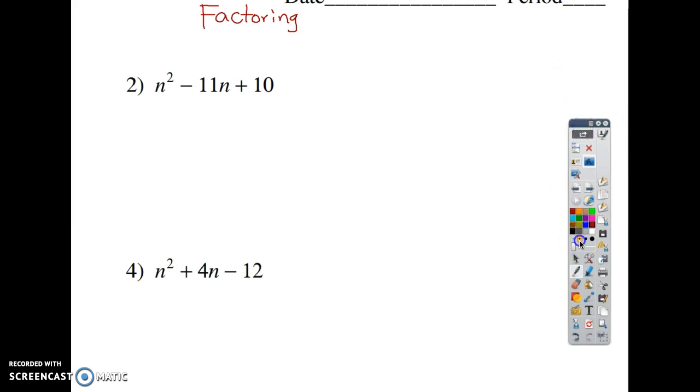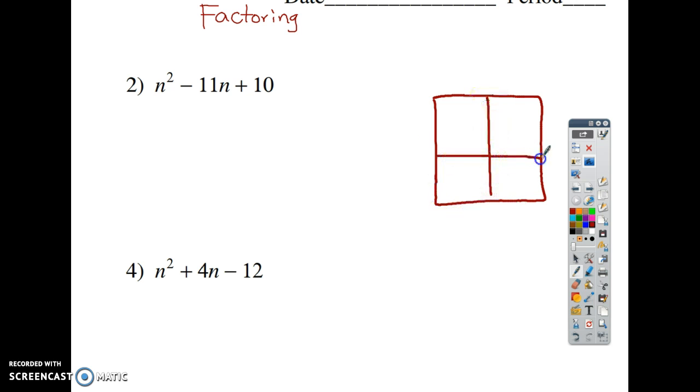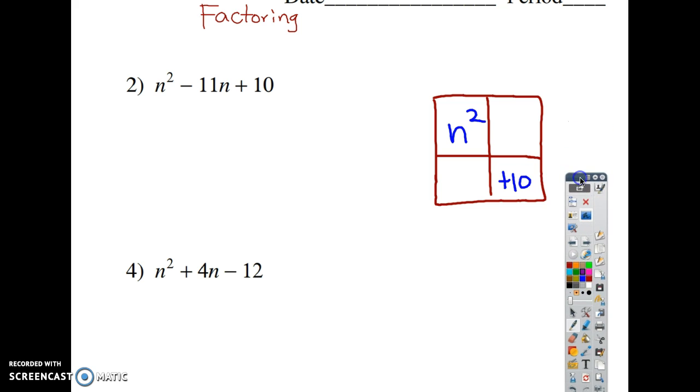So here are the steps on how to do it. You're going to look at the problem, and you're going to start with the box. The only thing that you can put inside this box is the first term, the x squared, and the last term, which is positive 10. That's the only thing you can put inside the box. On the outside, the only thing that you can fill in right now is these two, because what two things multiply and give you n squared? That's n times n is n squared.